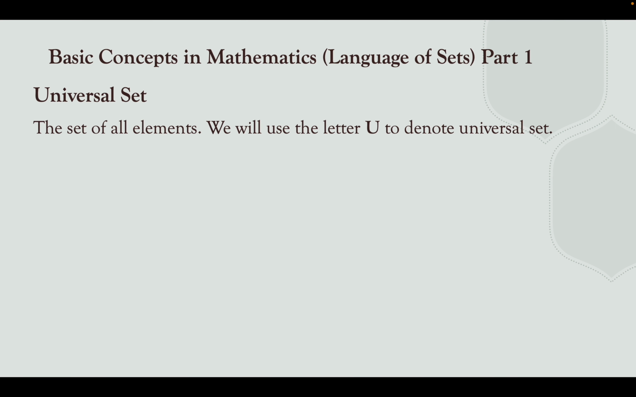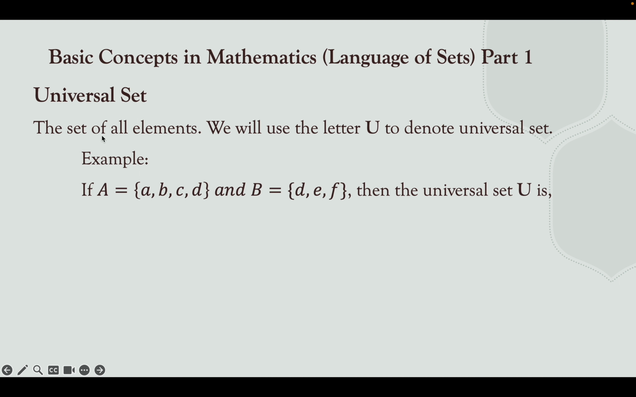So how will we write a universal set? The universal set is the set of all elements. We will use the letter U to denote the universal set. Again, letter U for the universal set. So we have here an example. Set A, we have elements A, B, C, D, and set B, we have D, E, F. Then you will use U as your universal set. You just need to combine all elements from set A and set B. So we have A, B, C, D, E, and F.